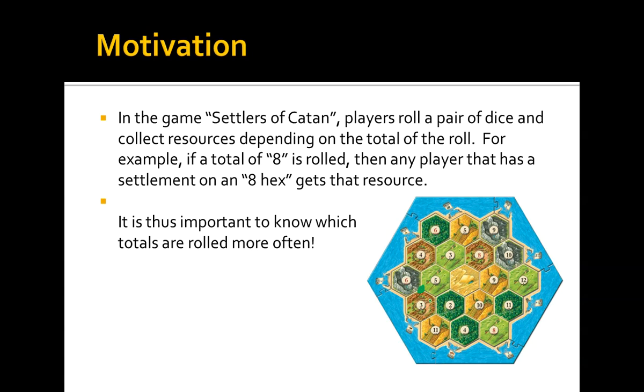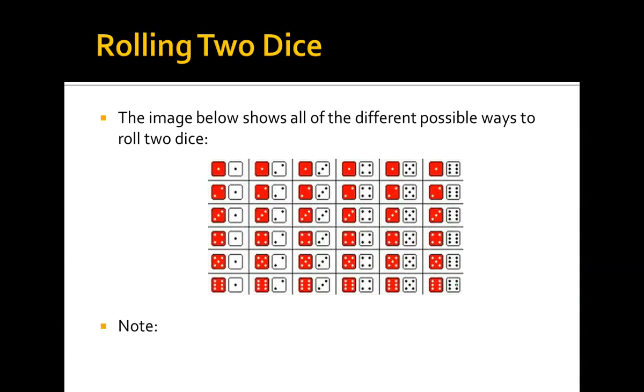And you want to be placed on spots that get you a lot of resources, so on totals that are rolled more often than not. And so a good knowledge of probability will help you in games like Settlers of Catan. So we're going to analyze rolling two dice in a bit more detail right now.